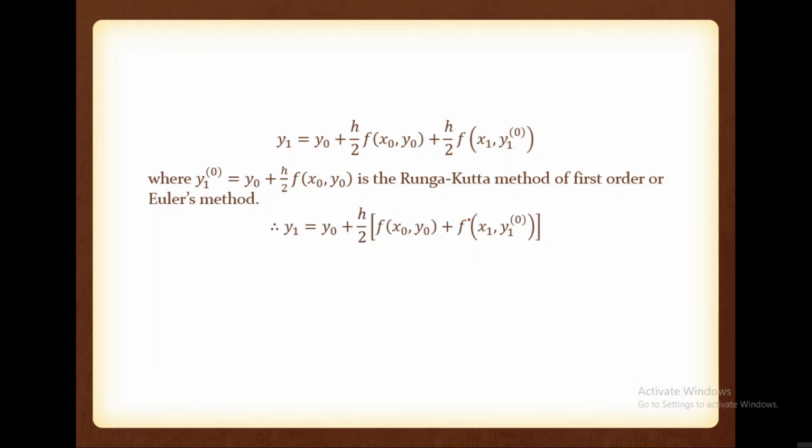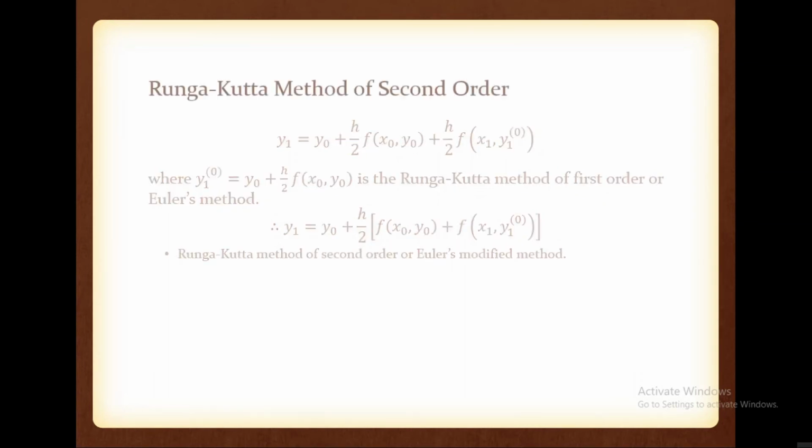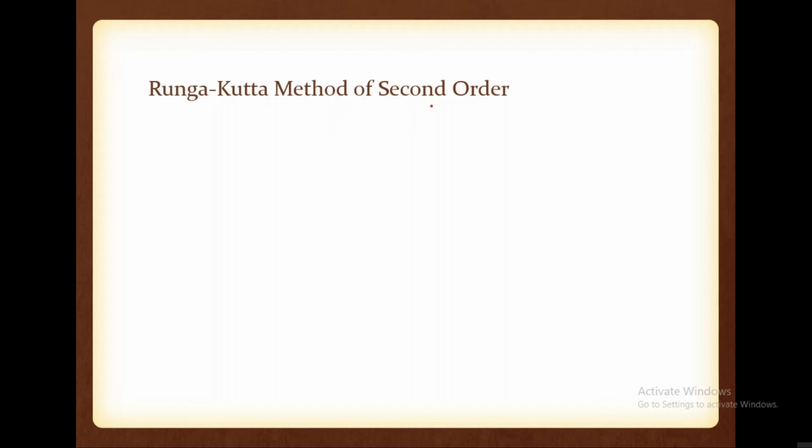Is it okay? So now h by 2 is common, so we can write it as y1 is equal to y0 plus h by 2 into f of x0 comma y0 plus f of x1 comma y1 of 0. Okay, so from this we are going to write the Runge-Kutta second order method. The Runge-Kutta method of second order. So from this one you are asked to note the equation.